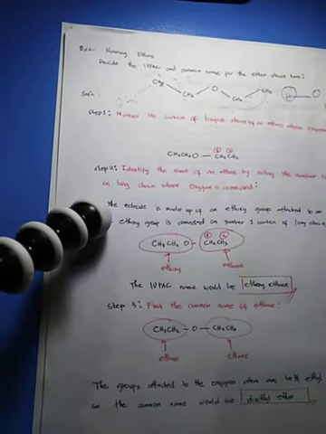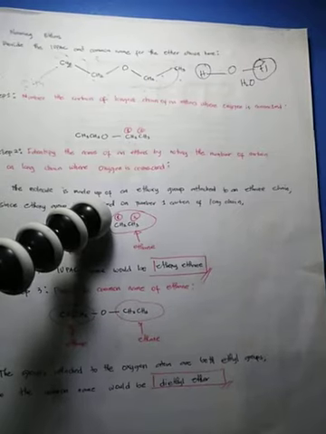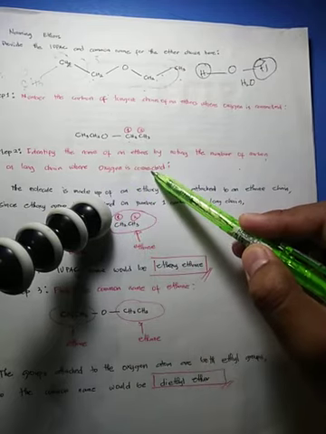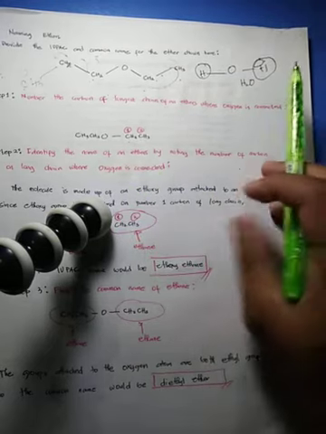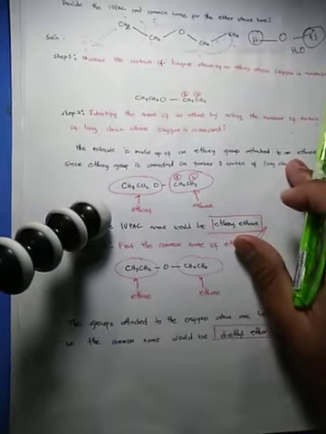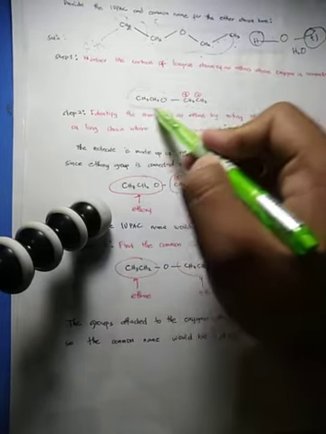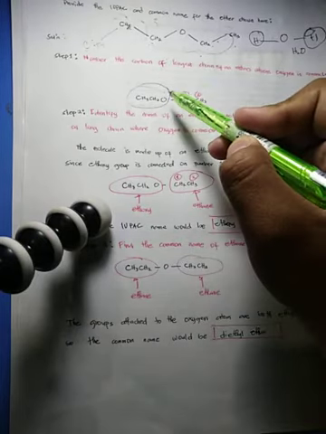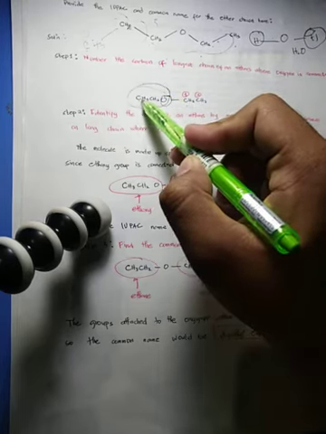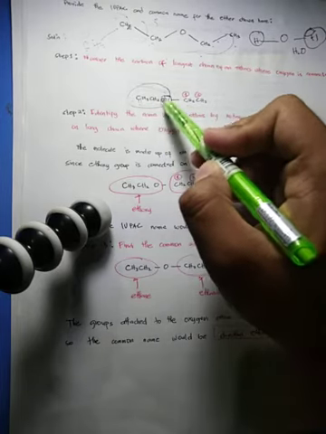For step number 2, identify the name of the ether by noting the number of carbon on the long chain where oxygen is connected. Sabi dito, since the molecule is made up of an ethoxy group. What do you mean by ethoxy group? Ito yun siya. Ito yung tinatawag nating ethoxy group. Bakit siya tinawag na ethoxy group? Kasi supposedly, kung wala itong oxygen na to, ang name nito is ethyl. Bakit? Kasi 2 carbon. Since meron tayong oxygen, magiging ethoxy.